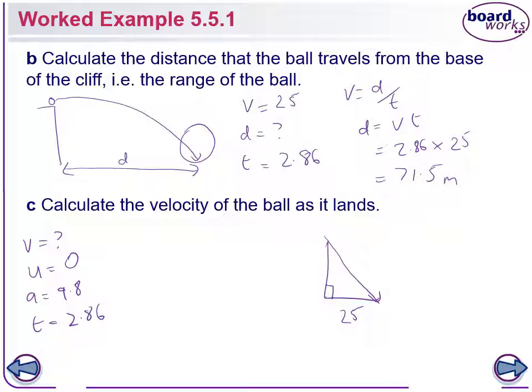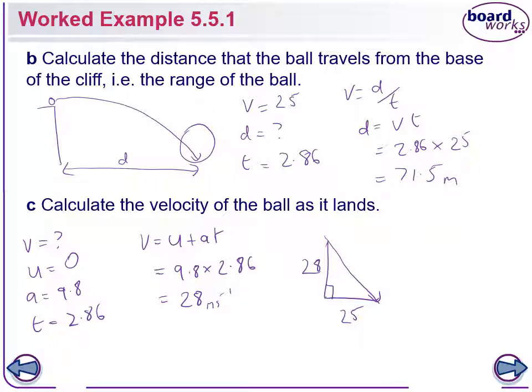And so we can use the easiest of the SUVAT equations. V equals U plus AT. U is 0, so it becomes even easier. So our velocity in the vertical direction is equal to 9.8 multiplied by 2.86. 28.028. Let's call it 28 meters per second. So now, look at this, we're getting much easier. Our vertical component is 28.